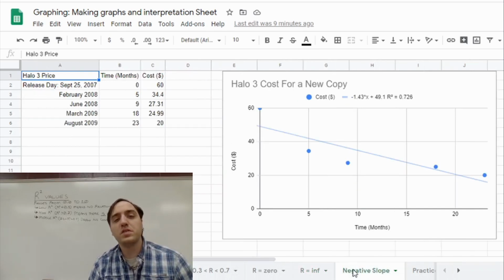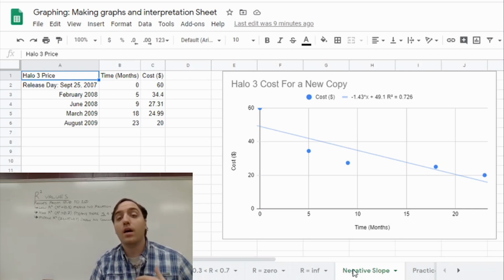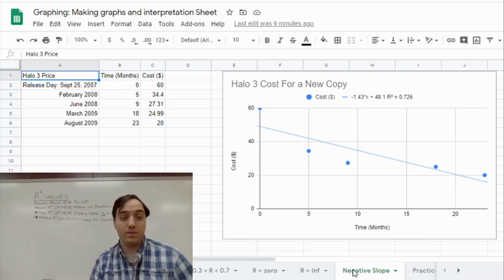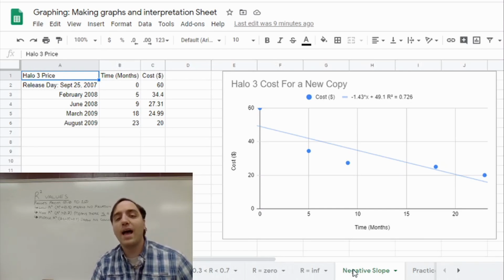The last scenario is if you have a negative slope. Halo 3 came out and I was very, very happy. I played it excessively. I had the $60 to buy it on release day. However, my friends didn't. And so they waited a few months and they bought it when it started getting cheaper. As time went on, Halo's cost didn't increase, it decreased.